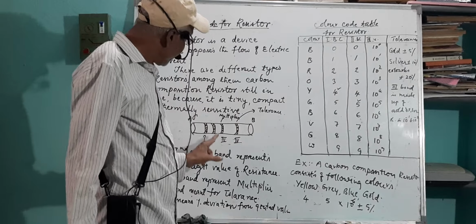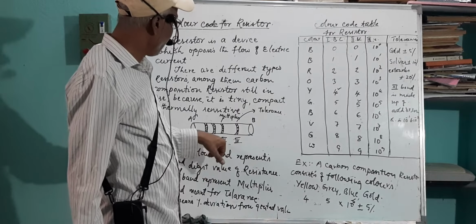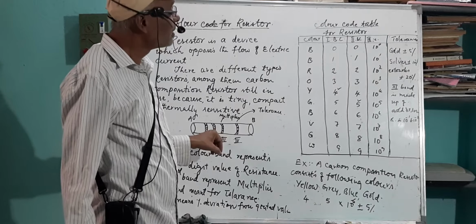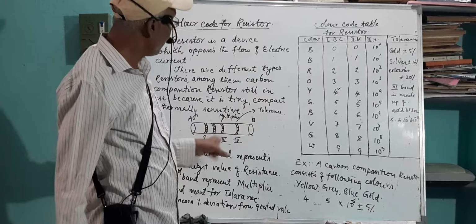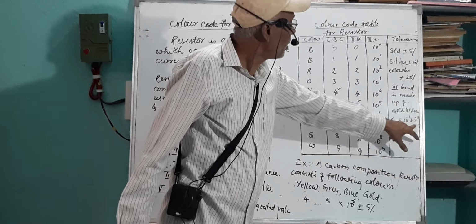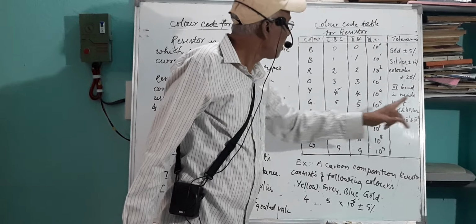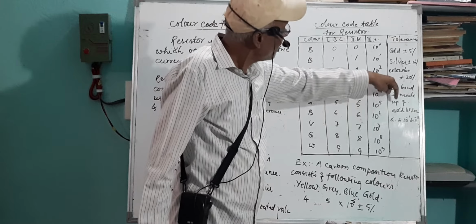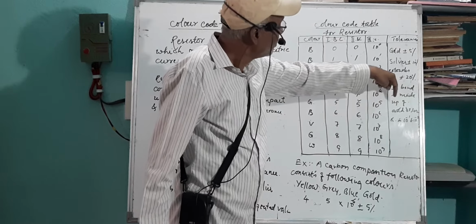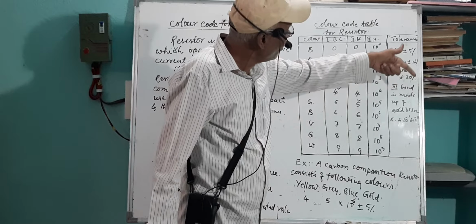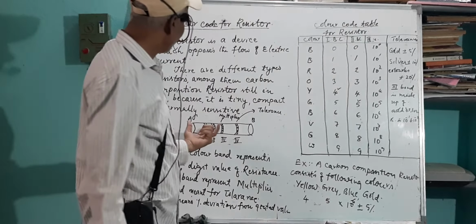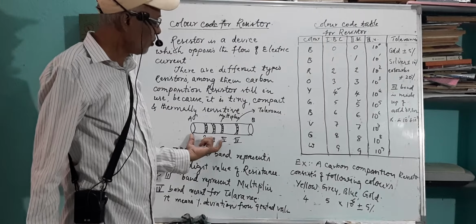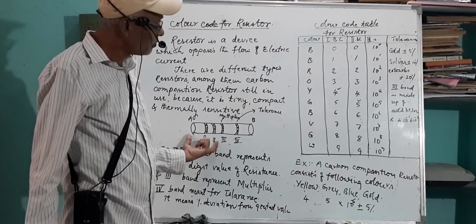If the third band is made up of silver, in that case the multiplying factor will become 10 to the power minus 2. So in either case, whether it is made up of gold or silver, the third band gives a resistance value of less than 10 ohm only. This is the specification.